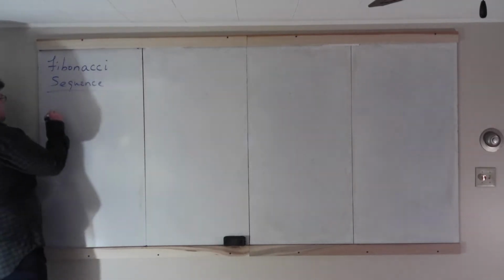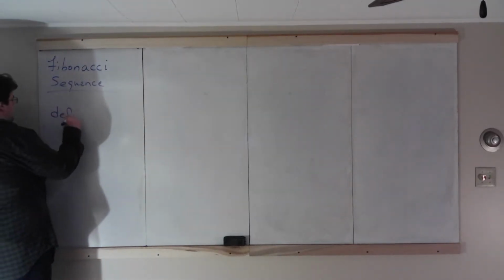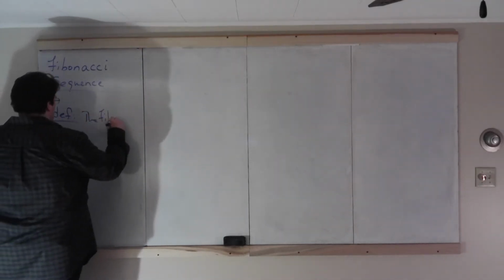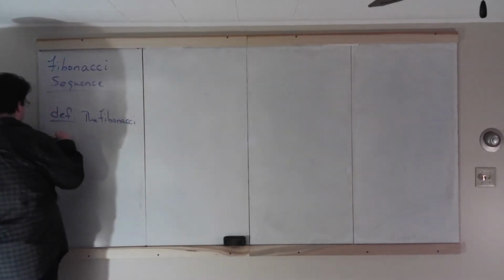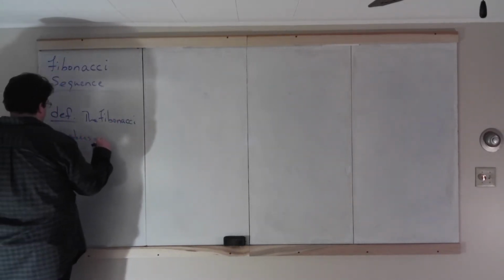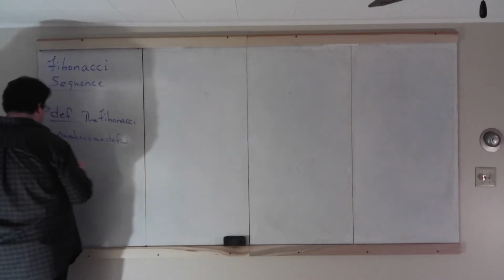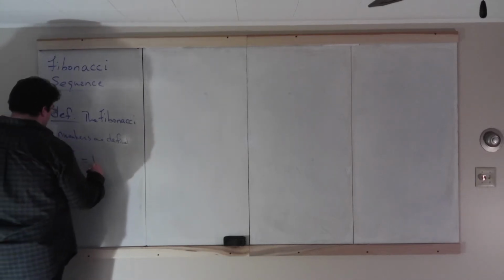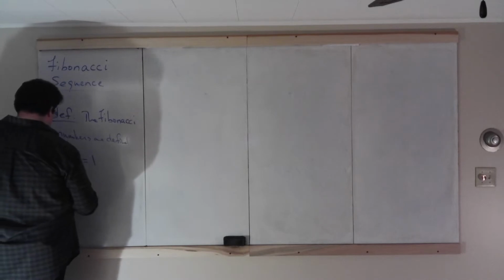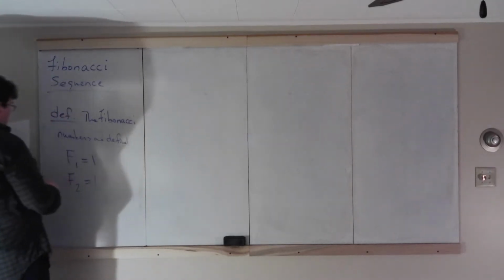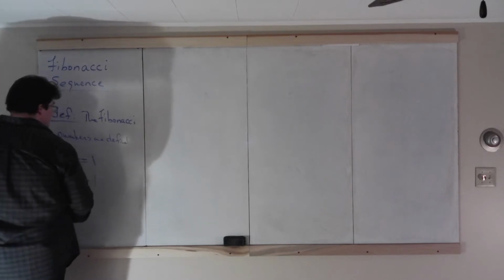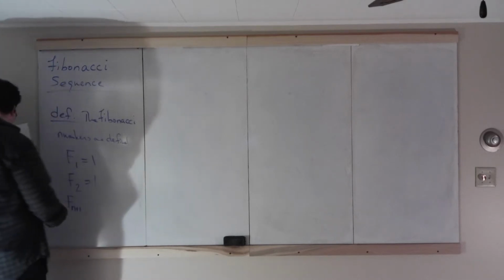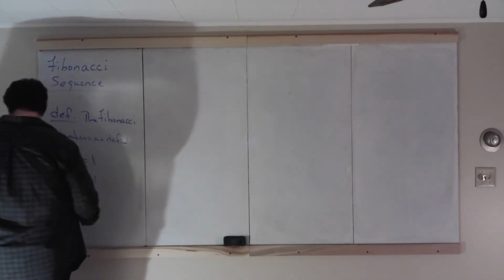But how are they defined? Definition. The Fibonacci numbers are defined. How are they defined recursively? F sub 1 equals 1. F sub 2 equals 1. And F, I'll stand in front of it. I have lamps in here lighting up my boards. The overhead lights create glare.